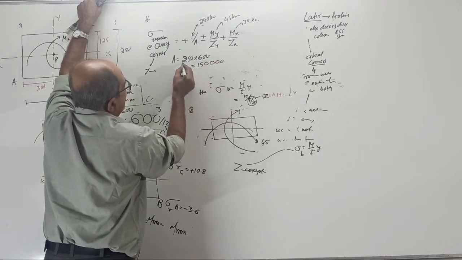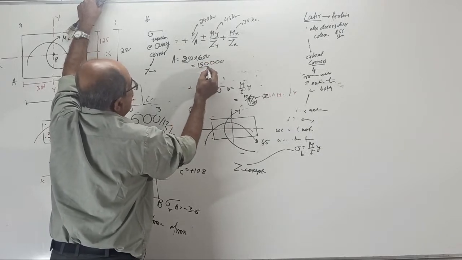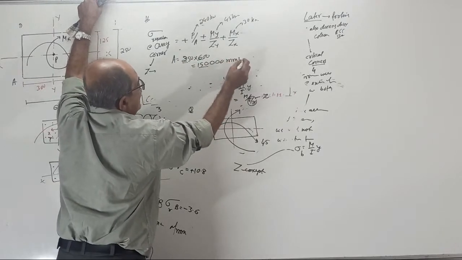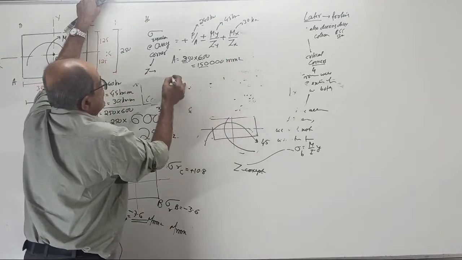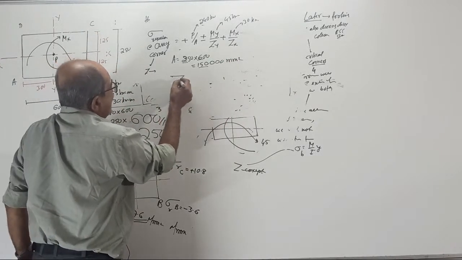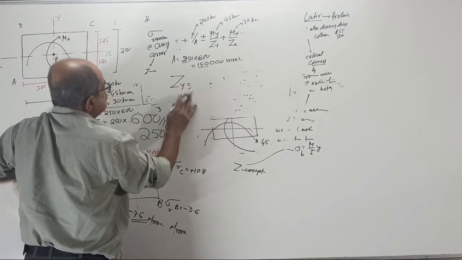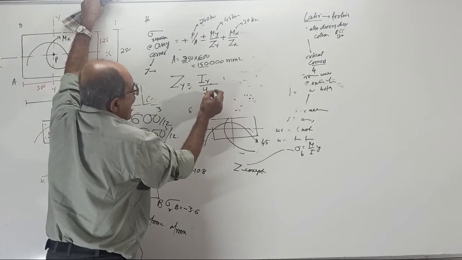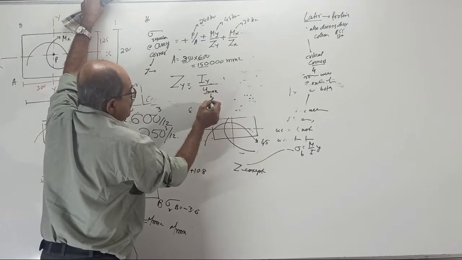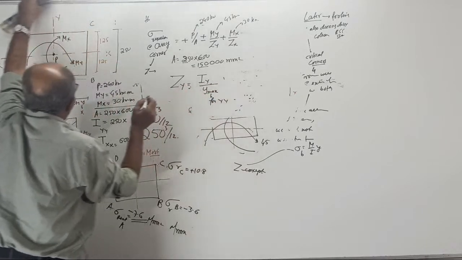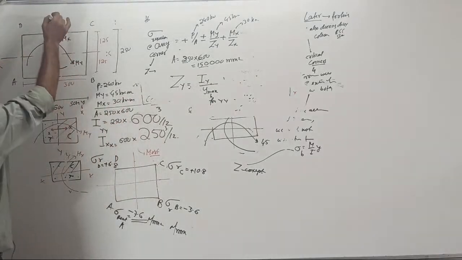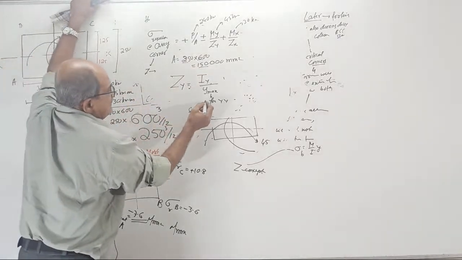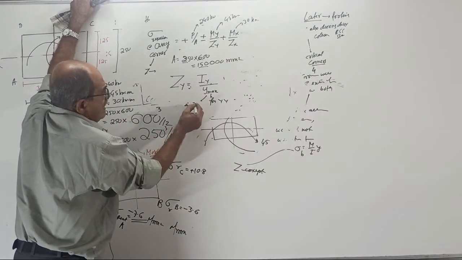That is 150,000 mm square area. Then, very careful now. Z about y equals I about y divided by y max. From the y axis, your y max is actually x max.